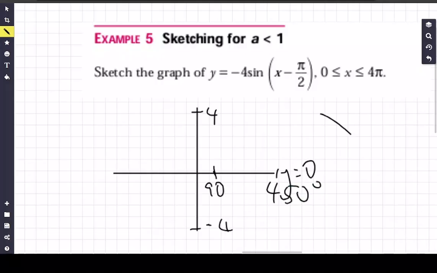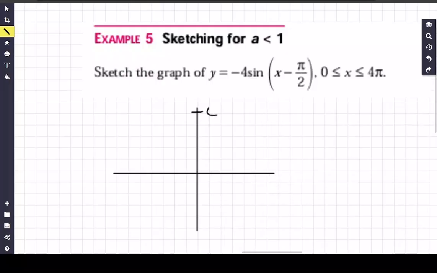Essentially what we're going to do, instead of drawing a positive sine function like this, we're going to draw a negative sine function, which is like this. We're going to go down to negative 4, go up, go down, go up, and then finally go down to 450. And that is going to be the graph. It looks kind of bad, but that's it.